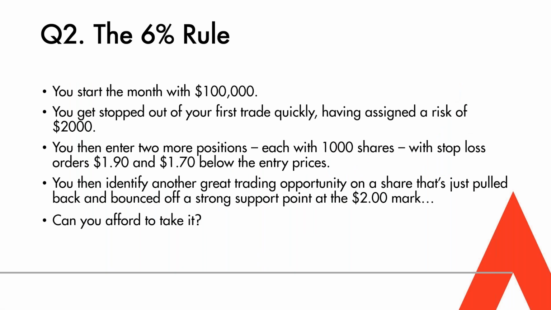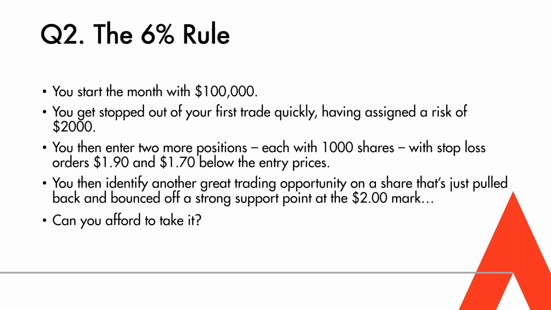So question 2 is all about the 6% rule. So you start the month with a $100,000 trading account. You get stopped out of your first trade quickly, having assigned a risk of 2,000. So that's your maximum risk here. So that's your 2% risk of your $100,000 account.